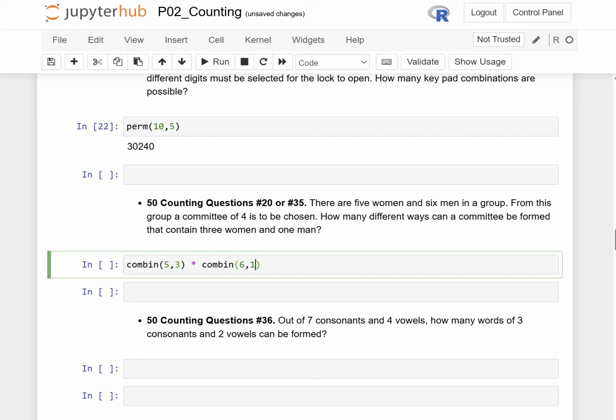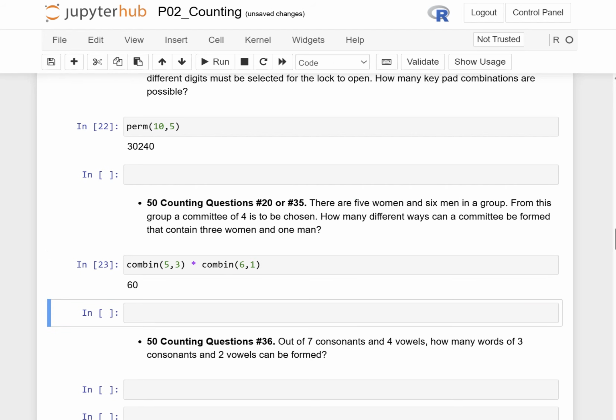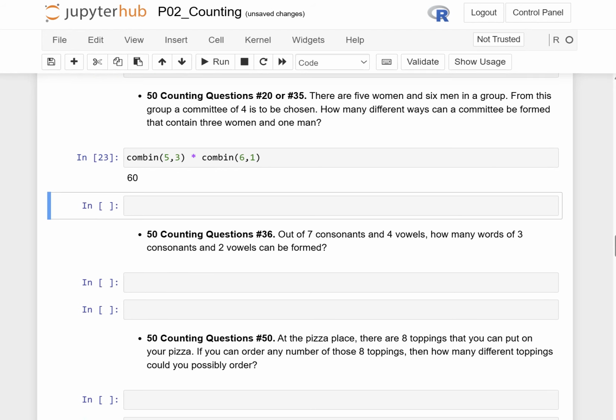Why? Because there are 6 men, so 6 choose 1. There are 5 women, so 5 choose 3. And sorry about the mistake between the notebook and the PowerPoint. My apologies. Oh, I bet this is what, well, that may have happened.